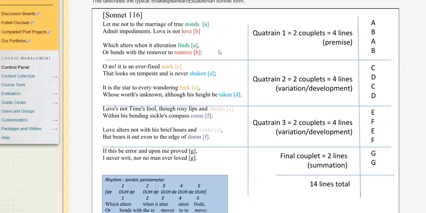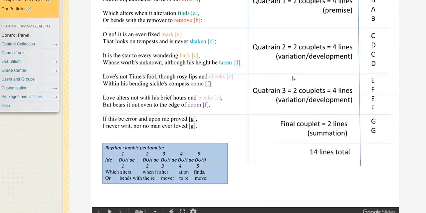So, okay, 14 lines, rhyme scheme, the essay-ish format, and then I think, for my money, the hardest part of the sonnet is that iambic pentameter. Everybody has probably heard the term, but now we're going to really dive in and figure out how it works.